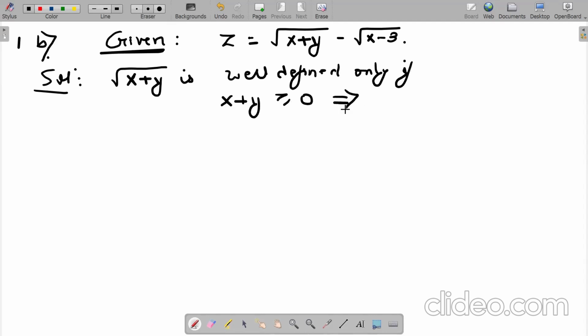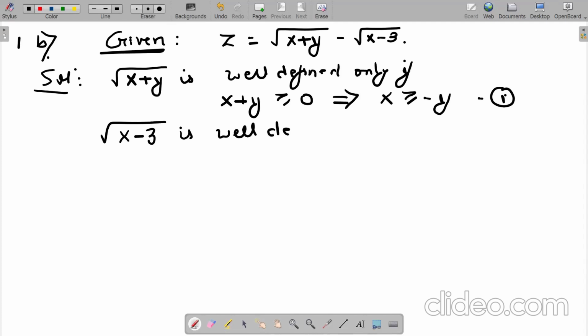Remember, the term inside the square root cannot be negative. So x plus y greater than or equal to 0 implies x greater than or equal to minus y. This is my first condition. And square root of x minus 3 is well defined only if x minus 3 is greater than or equal to 0, which implies x is greater than or equal to 3.